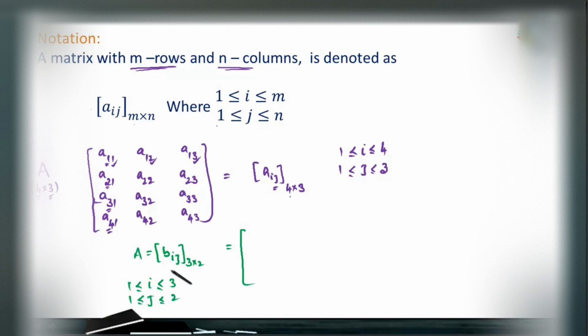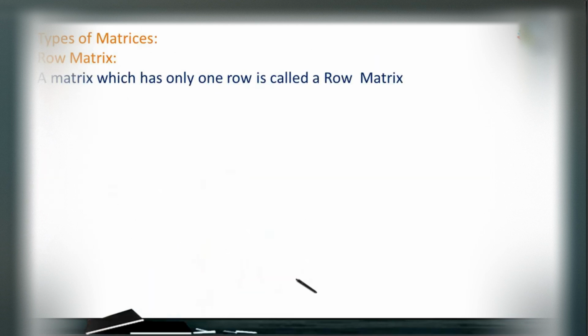So let us take each of the case. We'll have B11, B12. Can we have the next entry? No, because the column number has to be maximum 2. Then B21, B22. Similarly B31 and B32. This would be the expanded form of this matrix, right? Now based on the row number and the column number, let's define some simple types of matrix.